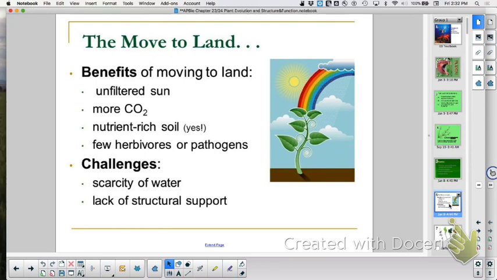But the disadvantage is that you need some kind of support to get up on land, and they didn't have that, like a backbone. So that was one of the early evolutionary steps that needed to be made. Also, you don't have access to water, so you have to develop structures that can acquire water.